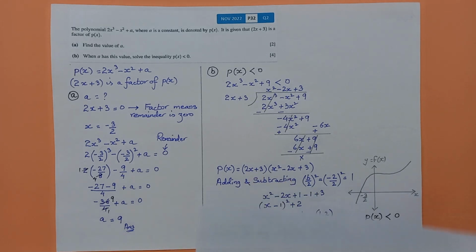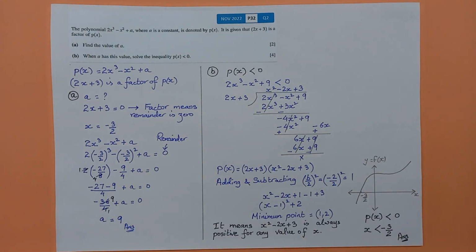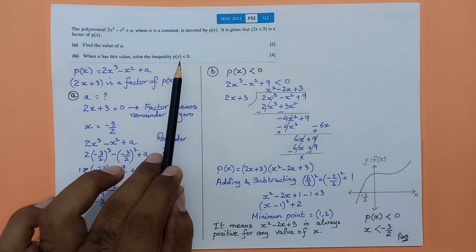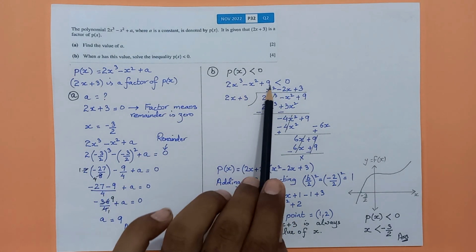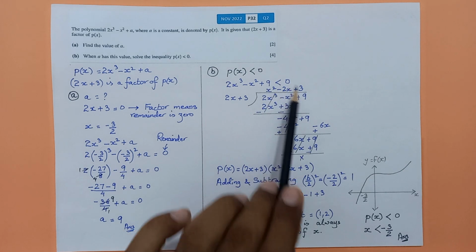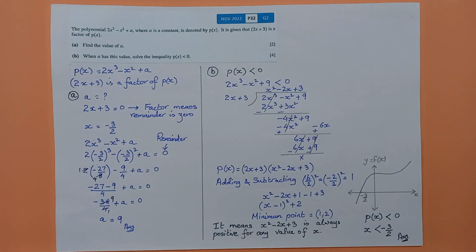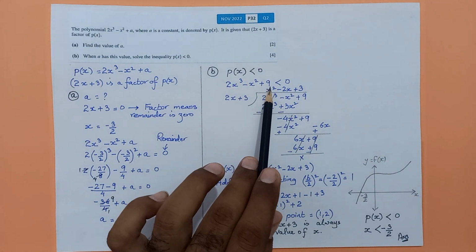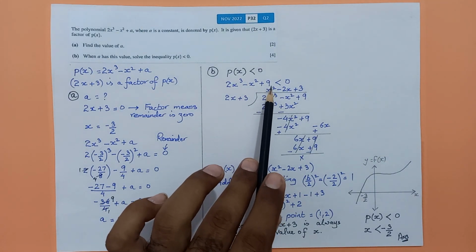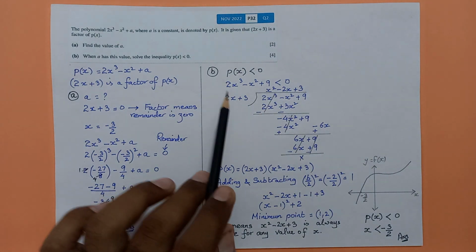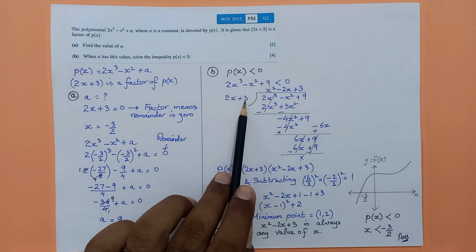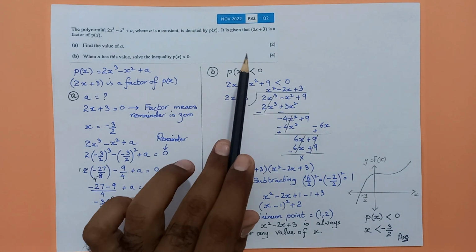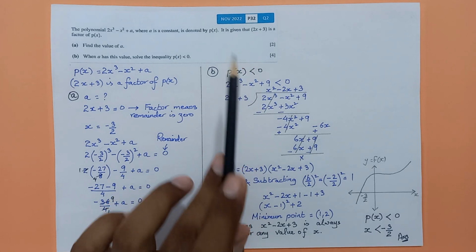Because in the question they have written solve the given inequality, and over here I wrote it as this is less than 0. So basically we have to check that if we draw the graph of this cubic equation, how will the graph look like? From this particular 2x plus 3, it was said in the question that it is a factor, that means the remainder is 0.